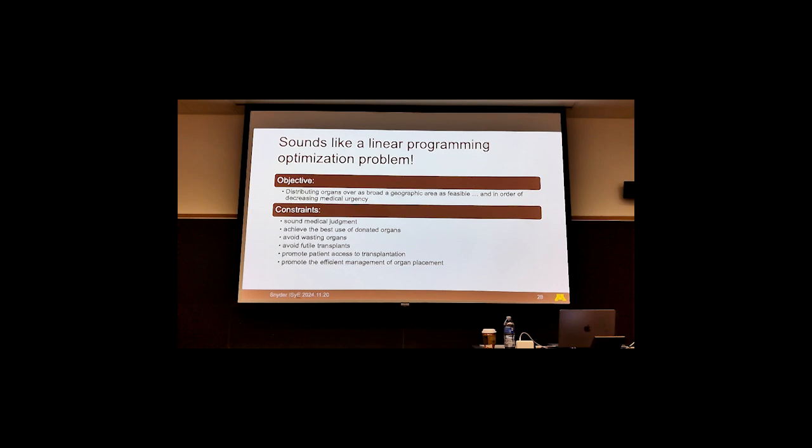All right, does this begin to look like a linear programming optimization problem? How many people have had that class already? Many in this room, okay. That's exactly what this becomes, okay. So the objective is to distribute organs as broadly as possible and in order of decreasing medical urgency subject to these constraints. Okay. So you need to define mathematically how you're going to define each of those constraints.